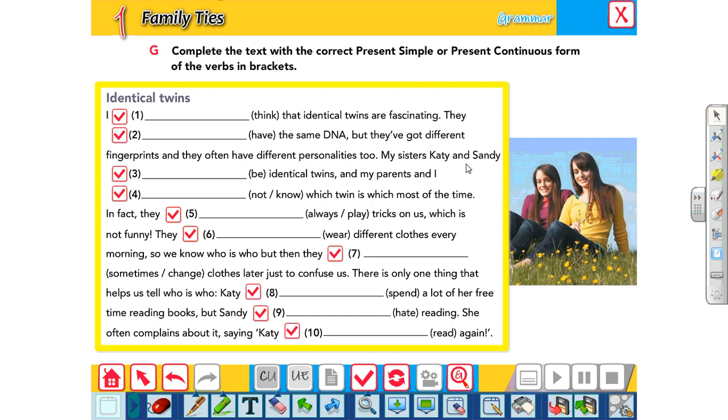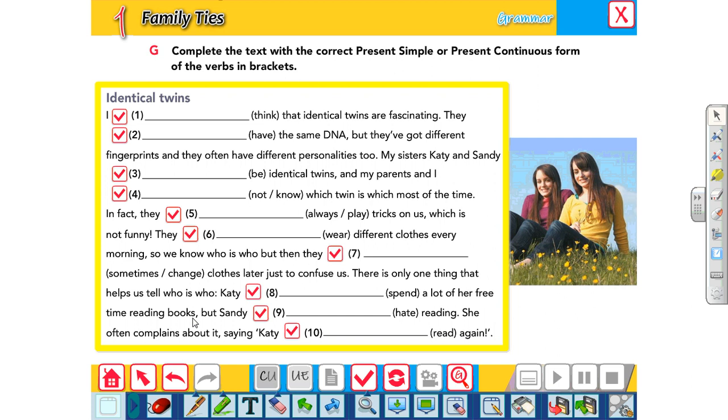My sisters Kathy and Sandy are identical twins, and my parents and I know which twin is which most of the time. In fact, they always play tricks on us, which is not funny. They wear different clothes every morning so we know who is who, but then they sometimes change clothes later just to confuse us. There is only one thing that helps us tell who is who. Kathy spends a lot of her free time reading books, but Sandy hates reading. She often complains about it, saying Kathy is reading again. Now let's answer number 1.